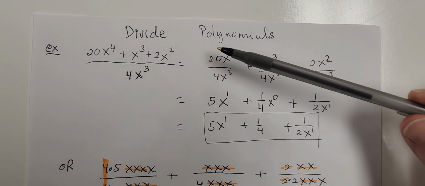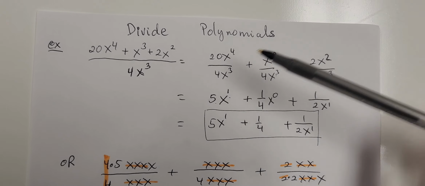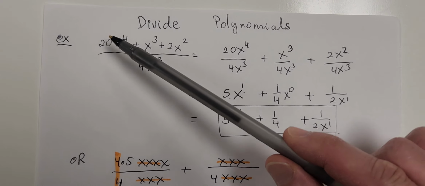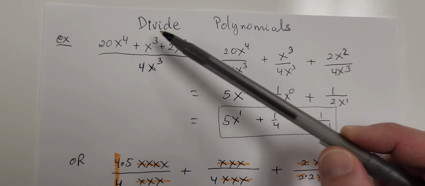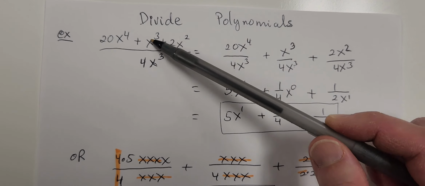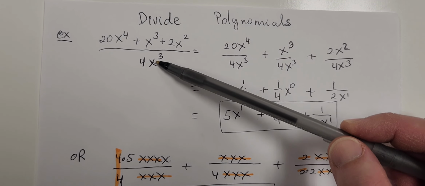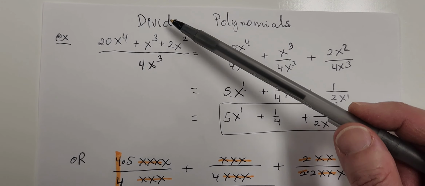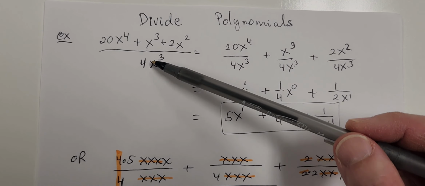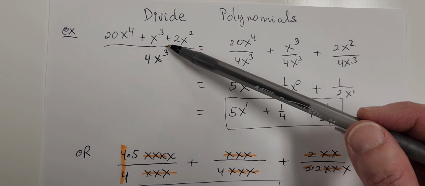This lesson is divide polynomials. Here we have an example. On top there are 3 terms, so 1, 2, 3. And in the bottom there's only 1 term. So we are going to divide polynomials with 1 term in the bottom.